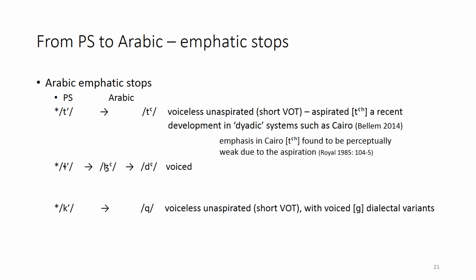Turning now to the Arabic emphatic stops. The first one in the list, the Proto-Semitic coronal ejective, is a voiceless unaspirated stop in most Arabic varieties now. The aspirated t of Cairo Arabic, which also exists in other dialects with what Bellem has called dyadic systems, developed from it and was found to be perceptually weak by Roal, as demonstrated a couple of slides ago. The modern Arabic dad is voiced, and the modern Arabic qaf is unaspirated, which is the reflex of the Proto-Semitic ejective. It also has voiced dialectal variants, but there are no aspirated forms of those as far as I know.